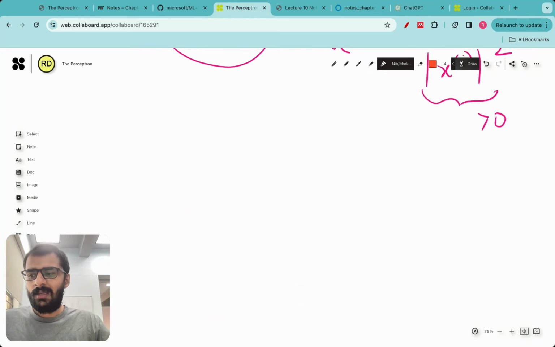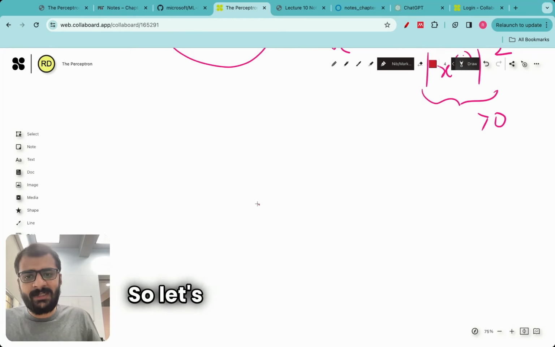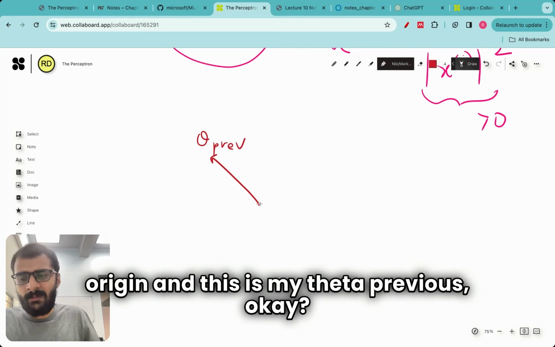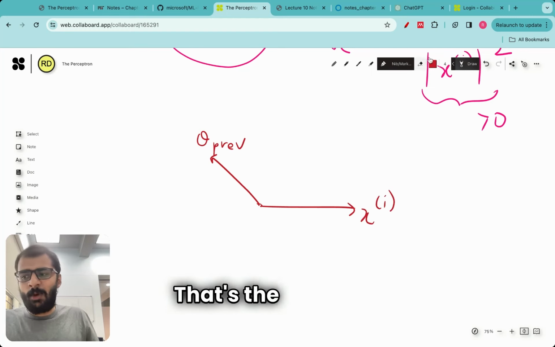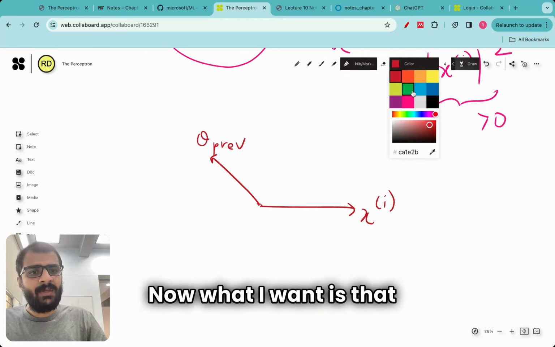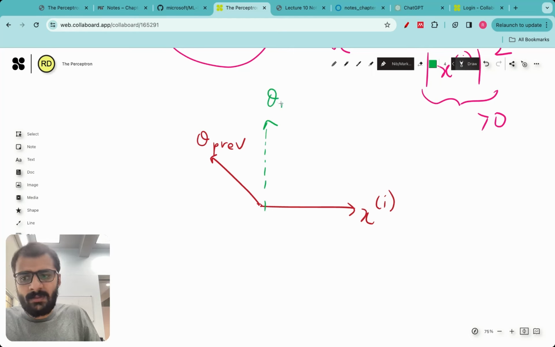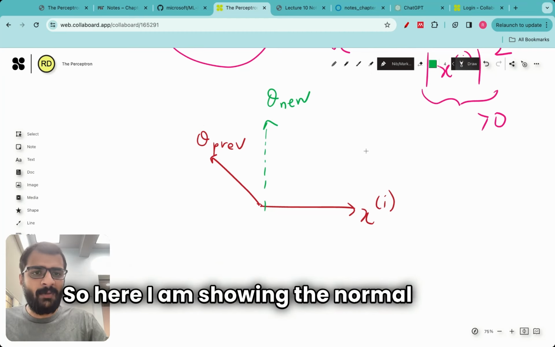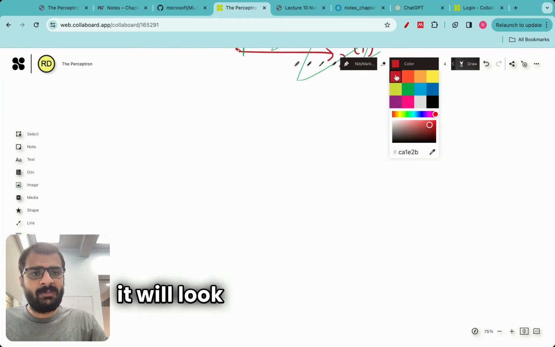And let me draw the final thing more precisely here. So let's say this is my origin, and this is my theta previous, and this is the point xi. You see the acute angle here. That's a problem. Now what I want is to move towards this theta nu. So let's say my theta nu is this. Sorry, this is the normal actually. So here I am showing the normal vector. Let me actually draw this again.